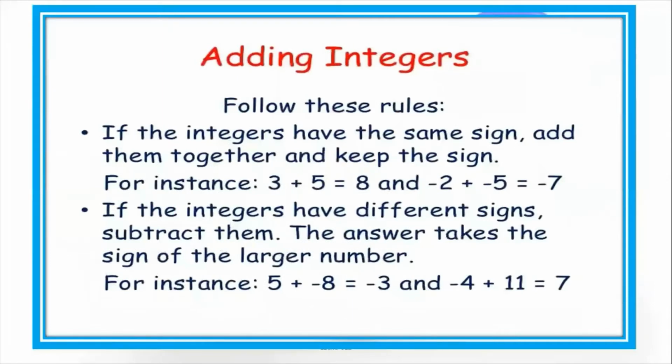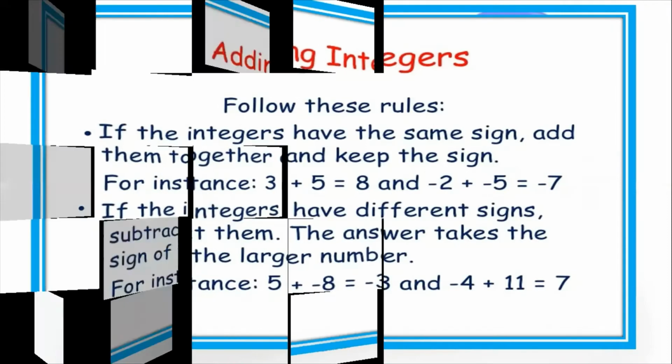Adding integers. If we have to add integers with the same sign, for example 3 plus 5 is equal to 8, and -2 plus -5, we just add the numbers and put the sign of the greater number. If the integers have different signs, subtract them. The answer takes the sign of the larger number. For example, 5 plus -8 is equal to -3. And -4 plus 11 is equal to 7.